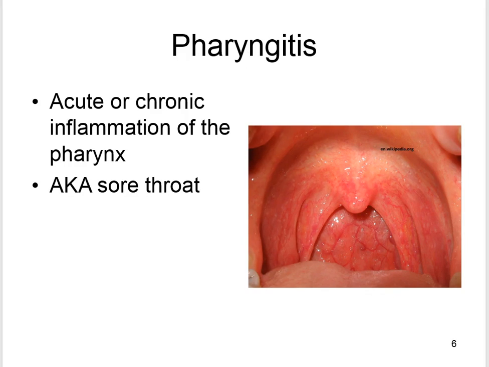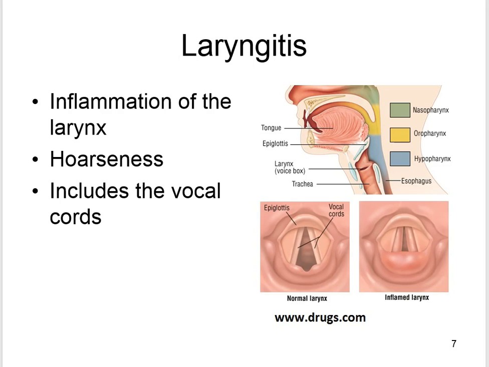Pharyngitis is an acute or chronic inflammation of the pharynx. It's also called a sore throat. Laryngitis is an inflammation of the larynx. This causes hoarseness, and this does include the vocal cords.